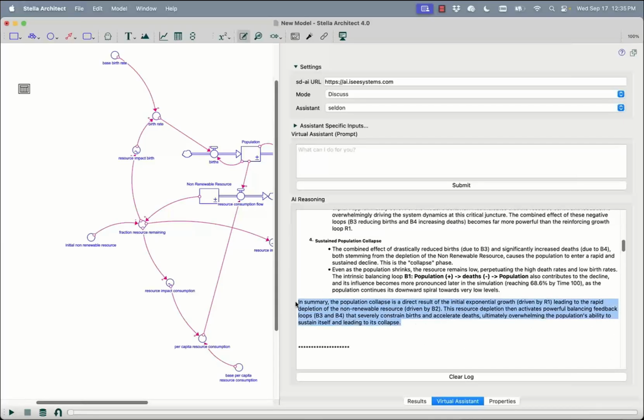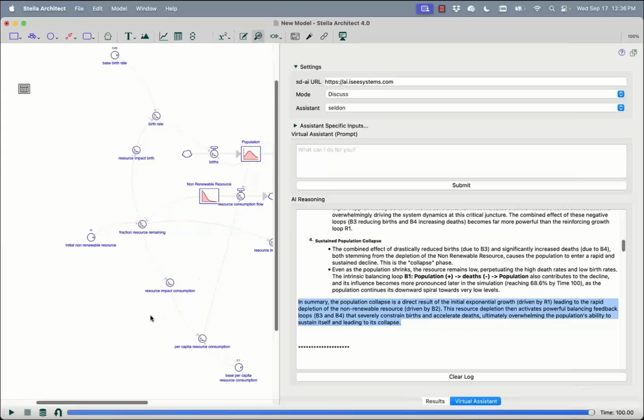These summaries that it puts at the end, I tend to enjoy the most because they really tend to cut right to the heart of the issue. In summary, the population collapse is a direct result of the initial exponential growth driven by R1, leading to the rapid depletion of the non-renewable resource driven by B2. This resource depletion then activates powerful balancing feedback loops 3 and 4 that severely constrain births and accelerate deaths, ultimately overwhelming the population's ability to sustain itself, leading to its collapse.